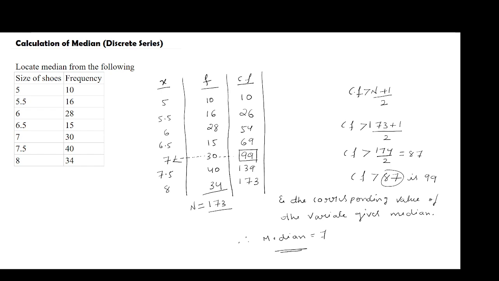The corresponding value, the value corresponding to this cumulative frequency 99 which is greater than 87, is the x value, and it gives the value of the median. Therefore, median is equal to 7. This number is repeated the maximum number of times. That means this is how the median should be located. So the median value is 7 here.